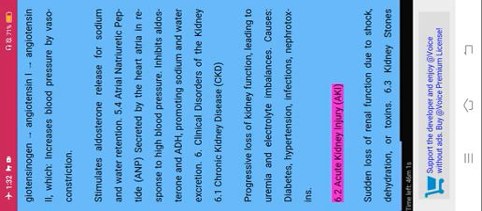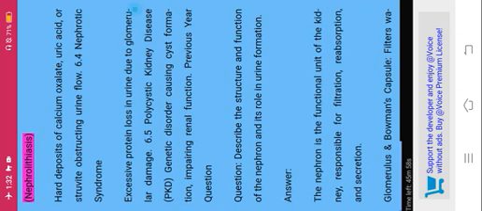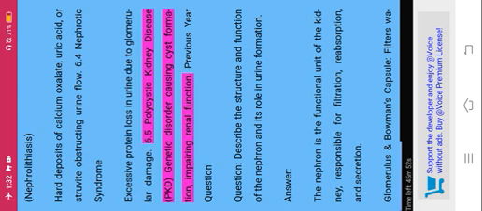6.2 Acute kidney injury (AKI). Sudden loss of renal function due to shock, dehydration, or toxins. 6.3 Kidney stones (nephrolithiasis). Hard deposits of calcium oxalate, uric acid, or struvite obstructing urine flow. 6.4 Nephrotic syndrome. Excessive protein loss in urine due to glomerular damage. 6.5 Polycystic kidney disease (PKD), a genetic disorder causing cyst formation, impairing renal function.